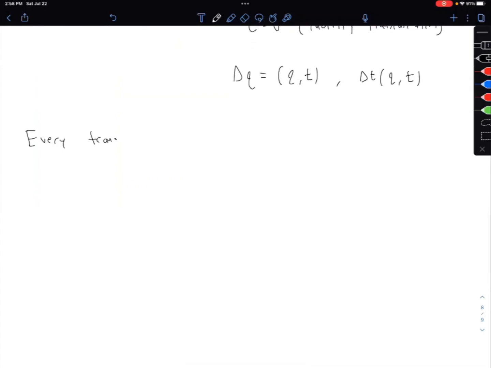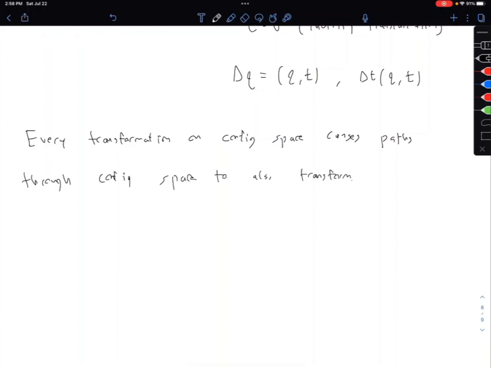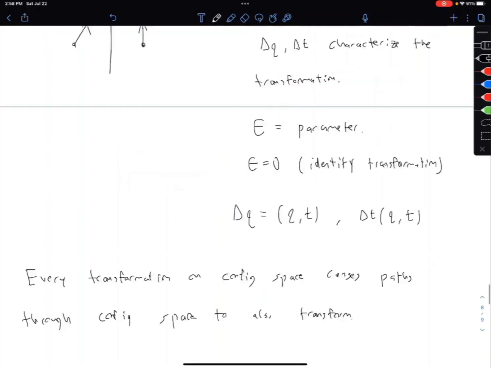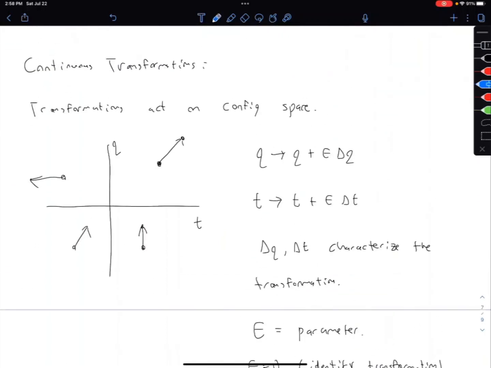Now, every transformation on configuration space causes paths through configuration space to also transform. Just a very basic statement, right? If I have some path through configuration space and I take every point and I move it in some particular way, I will get some new path through configuration space.